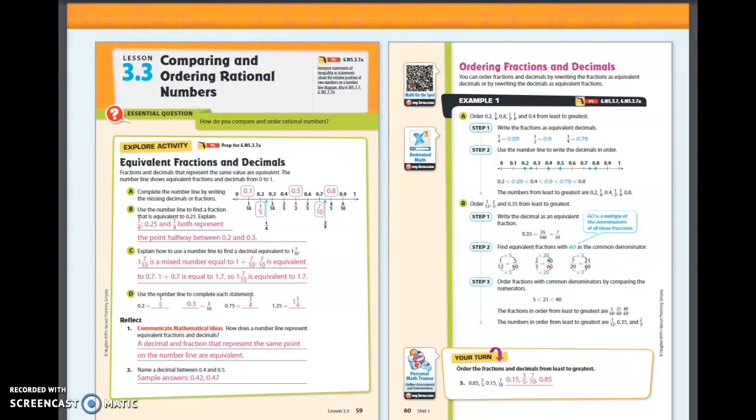This is ordering fractions and decimals. You can order fractions and decimals by rewriting the fraction as equivalent decimals or by rewriting the decimals as equivalent fractions. We have a step-by-step example in A and B, and then the your turn is order the fractions and decimals from least to greatest.